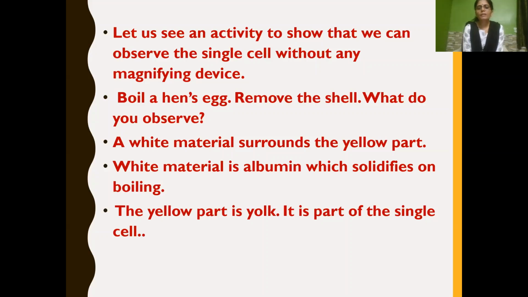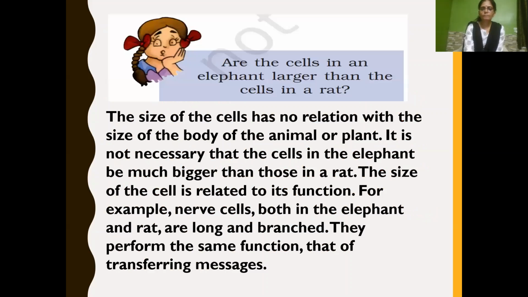The white material is called albumin, which is actually liquid in state, but after it gets boiled, it solidifies, means becomes solid on boiling. Then inside the albumin, we have the yellow part, which is called yolk. This is a part of the single cell. So in a hen's egg, the white material is called albumin and the yellow part is called yolk.